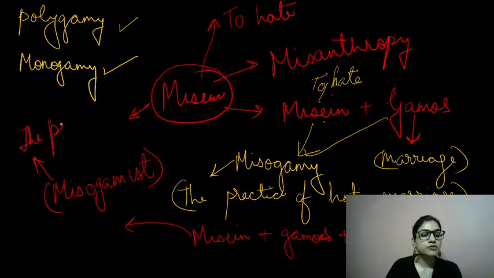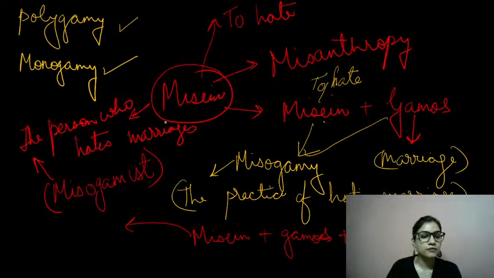So the person who hates marriages is a mesogamist, right? The person who hates marriages is a mesogamist. One who hates marriages, absolutely, Pradeep, that's correct, right? So if we're done with this, let's move ahead to the next one.